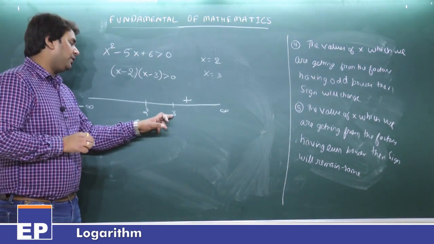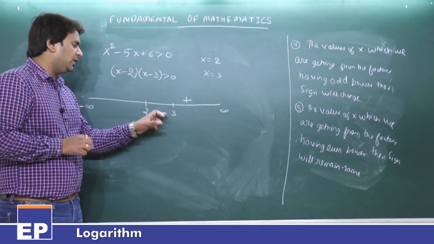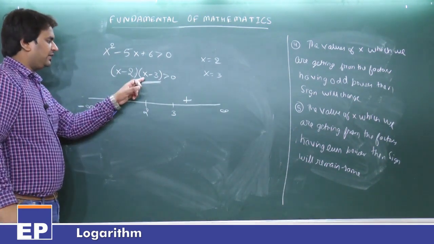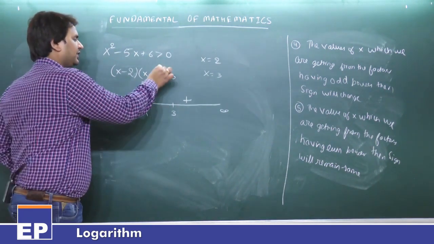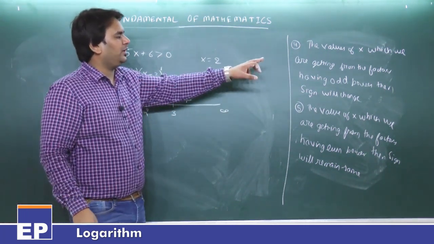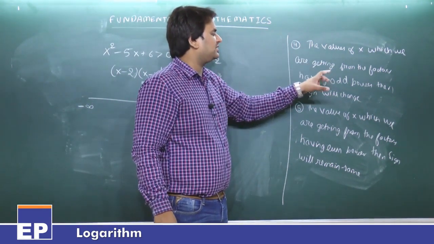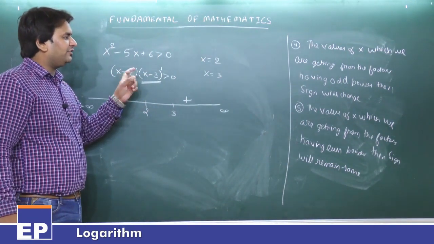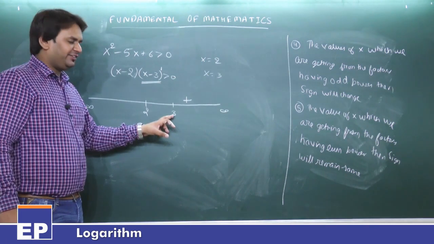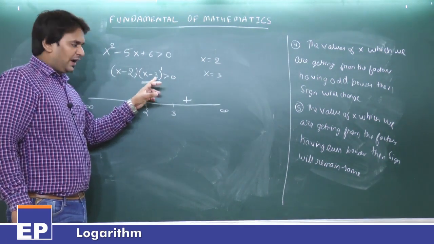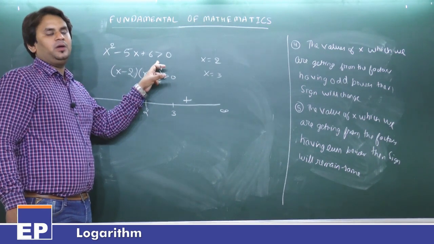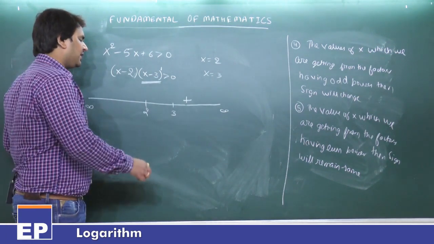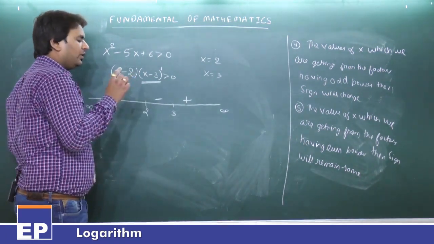What will happen after 3? Listen. 3 is coming from this factor x minus 3, and this factor is having which power? This factor is having 1. So what is the fourth point? The value of x which we are getting from the factors having odd power, then sign will change. I am getting x is equal to 3 from this factor x minus 3, and this factor is having the power 1. 1 is odd number. Then sign will change. Here plus, then what will be the sign after 3? It will be minus. Don't confuse with plus minus.